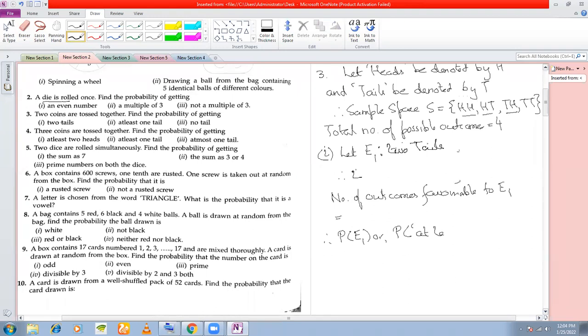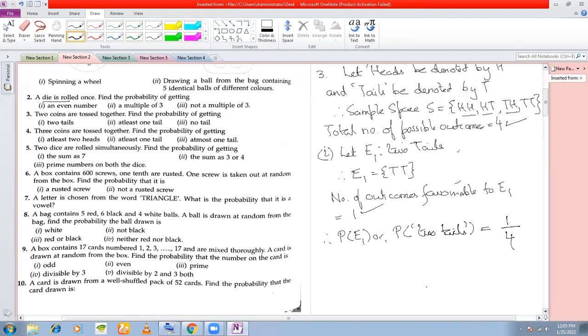So therefore, what is the event E1 here? Only TT, right? Yes, sir. Number of outcomes favorable to event E1 is 1. So P(2 tails) is how much? Number of outcomes favorable to E1, 1, divided by total number of possible outcomes, 4. So 1/4 is your answer.